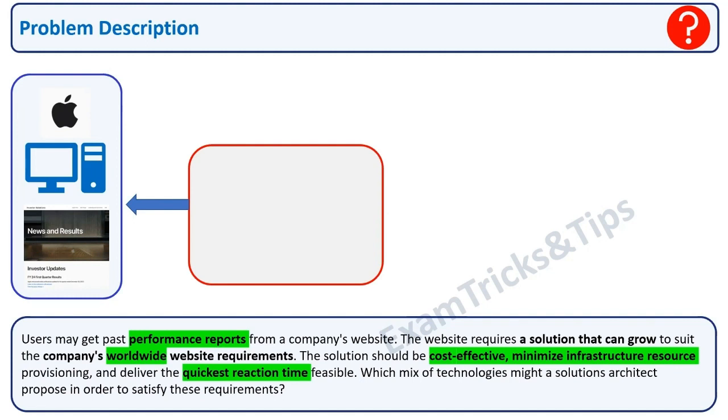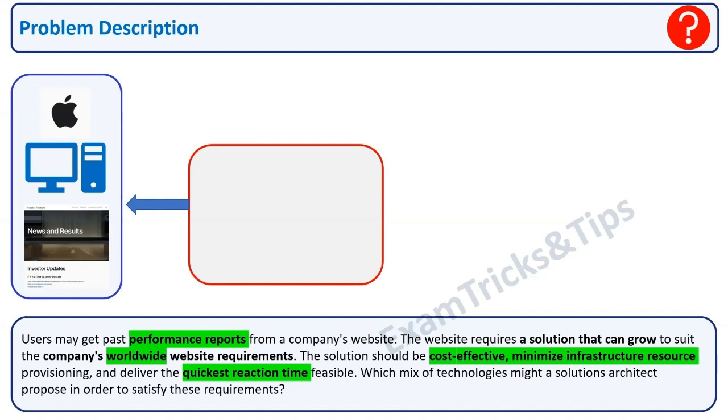So let's understand this problem. What we have here is a company website. Let's assume a company like Apple, and users are trying to download past performance reports from this company website. As Apple, every quarterly or annually, whenever they publish their results, obviously all the investors and shareholders must be interested in knowing how the company is performing, and they're downloading some reports. So this is just one example.